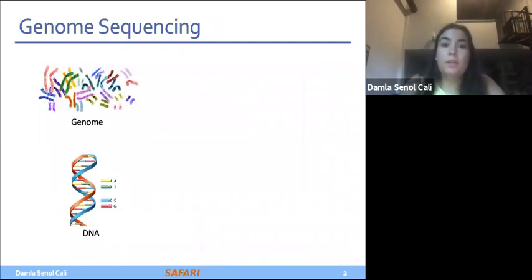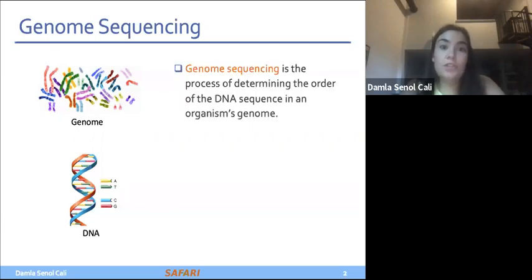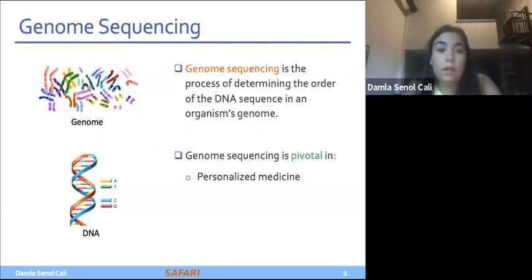The genetic material of an organism is called genome, and each genome consists of DNA. The information in DNA is encoded with a sequence of 4 different types of bases, A, C, G, and T. Genome sequencing is the process to determine the order of the DNA sequence in an organism's genome. And why do we care about it? Because it is pivotal in personalized medicine, outbreak tracing like COVID-19, evolution, and forensics.